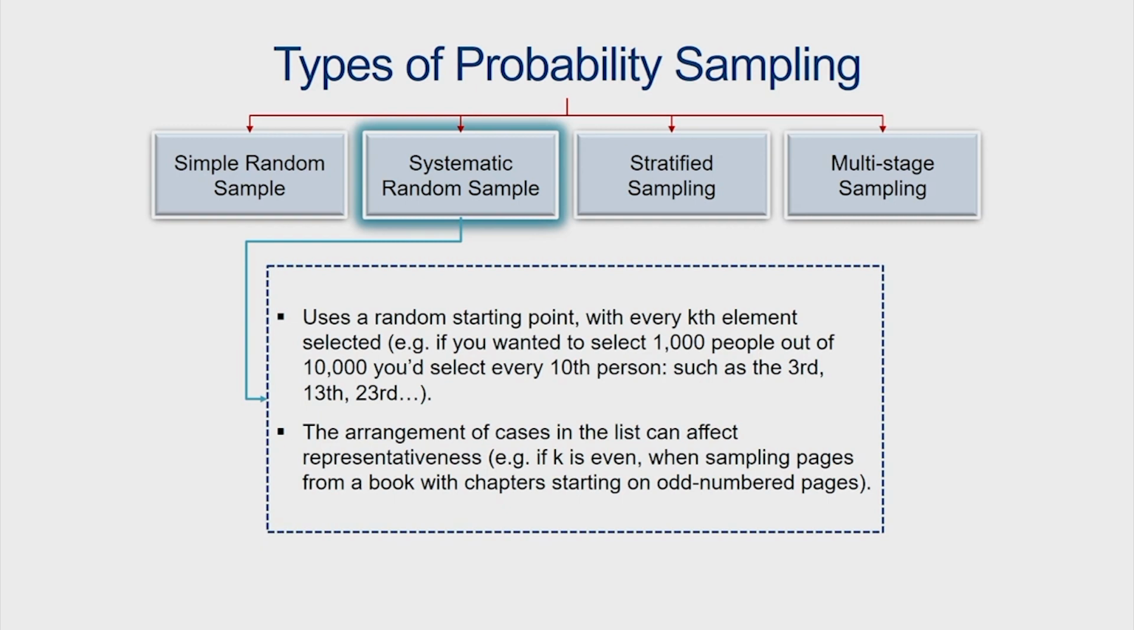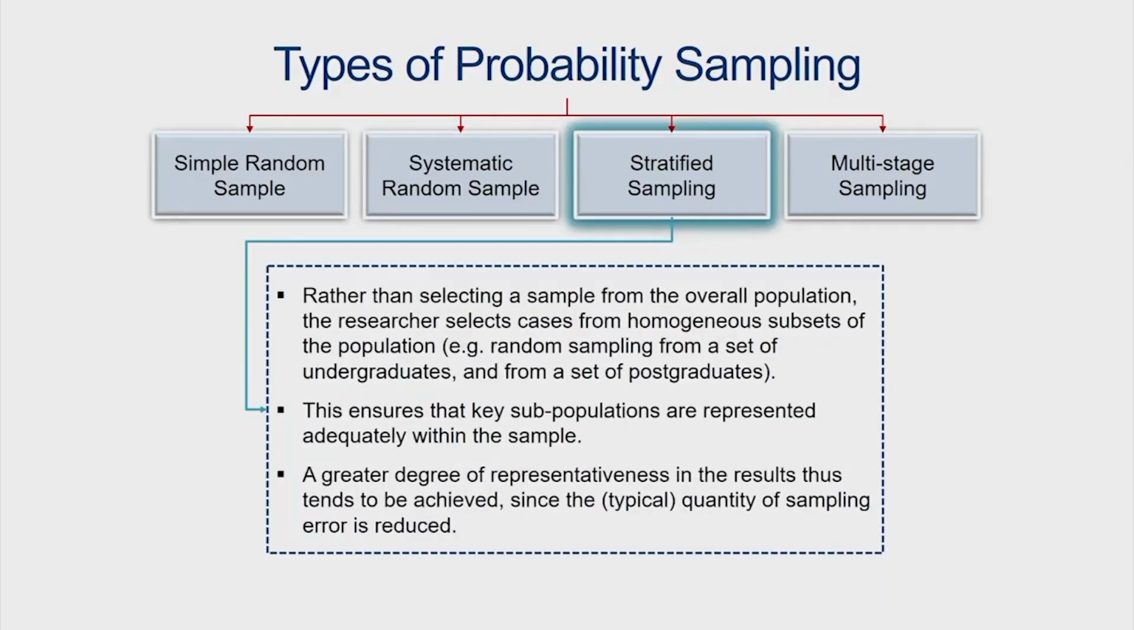So, this is what is referred to as systematic random sample, and the arrangement of cases in the list can affect representativeness. It is very important how the cases are arranged in the list. If we follow a certain strategy for arranging people in the list such that we know who is the person that is getting selected in the 13th and the 23rd and the 33rd and so on, then there is a lot of bias. These are things to be kept in mind when we are following systematic random sample. However, nevertheless, systematic random sample is also a very robust form of probability sampling method. Stratified sampling is another form of probability sampling.